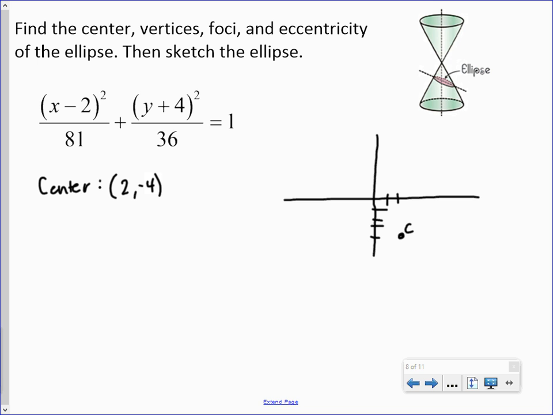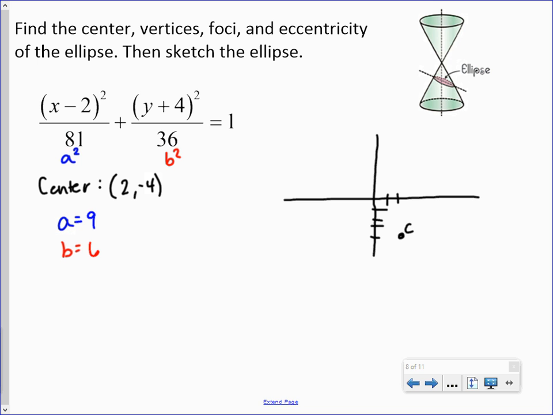Now the next thing I do, if the equation of an ellipse is in standard form, is look for what's A squared. Which number up there is A squared? 81, because it's bigger. A squared is 81, so that means that A is equal to 9. And then, of course, B squared is 36, so B is equal to 6. Excellent.